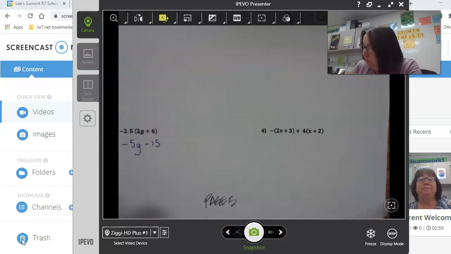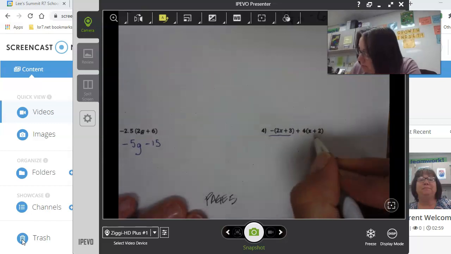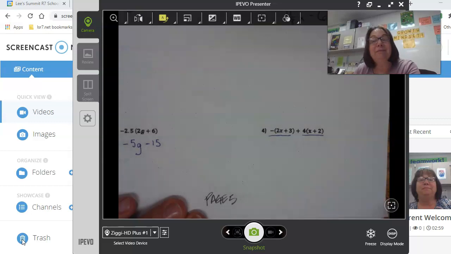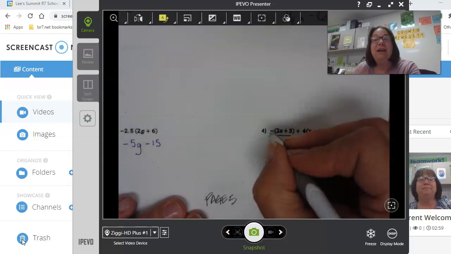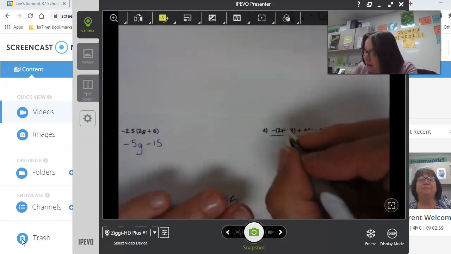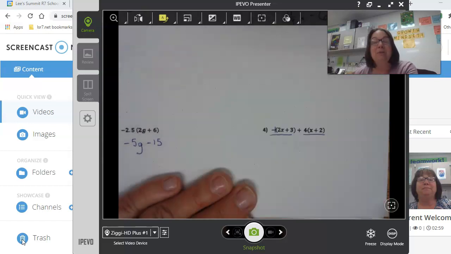Number 4, we have 2 sets of distributive property. Okay, when you don't see a number on the outside and it is just a negative sign, well, that is a negative 1. They just didn't put the 1 there.